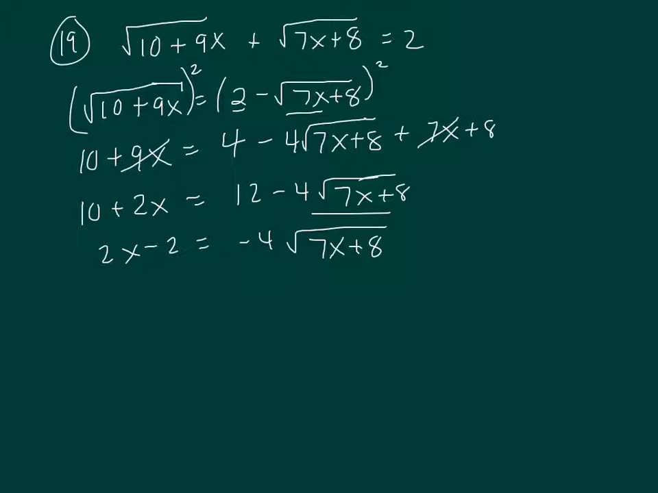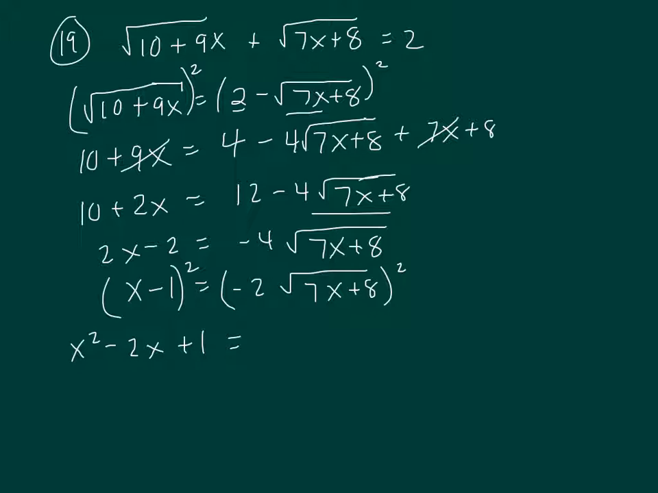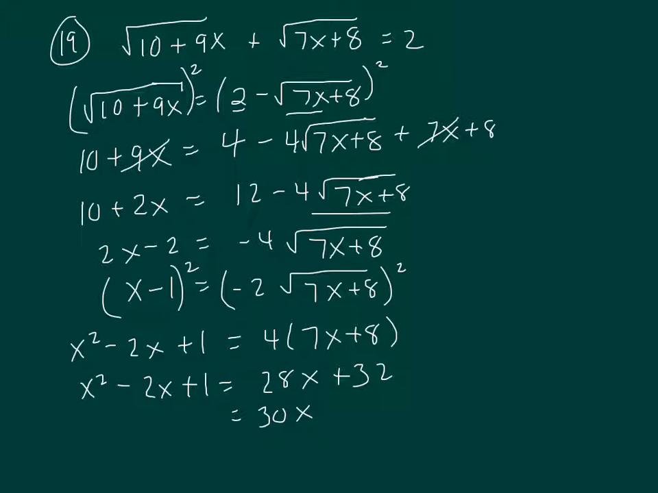And I'm going to divide everything by 2 to make my coefficients smaller. And that leaves me that. And now what we're going to do is square both sides. We've isolated that radical. And that will give me x squared minus 2x plus 1 equals 4 times 7x plus 8. I squared each one of those. I can do that since they're factors. And that's x squared minus 2x plus 1 equals 28x plus 32. And that's 30x. Wait, let's erase that.